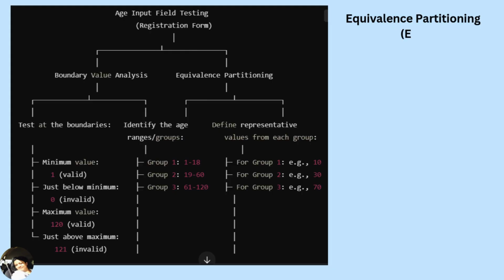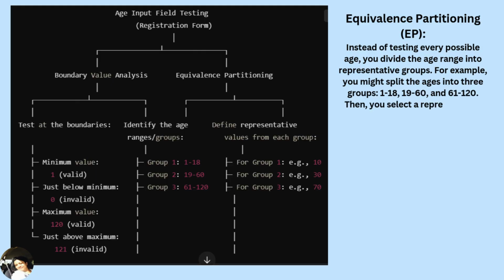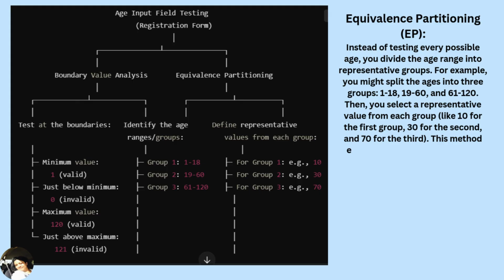Equivalence partitioning, EP. Instead of testing every possible age, you divide the age range into representative groups. For example, you might split the ages into three groups: 1 to 18, 19 to 60, and 61 to 120. Then you select a representative value from each group, like 10 for the first group, 30 for the second, and 70 for the third. This method ensures that you cover different segments of the input range efficiently without testing every single value.